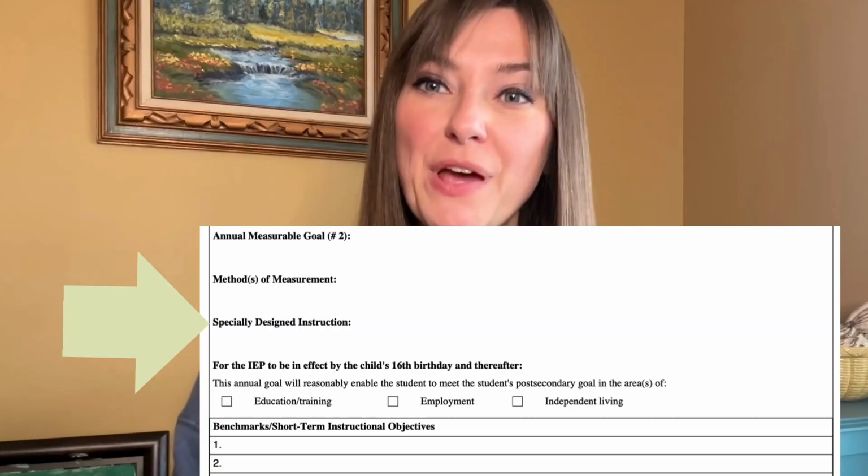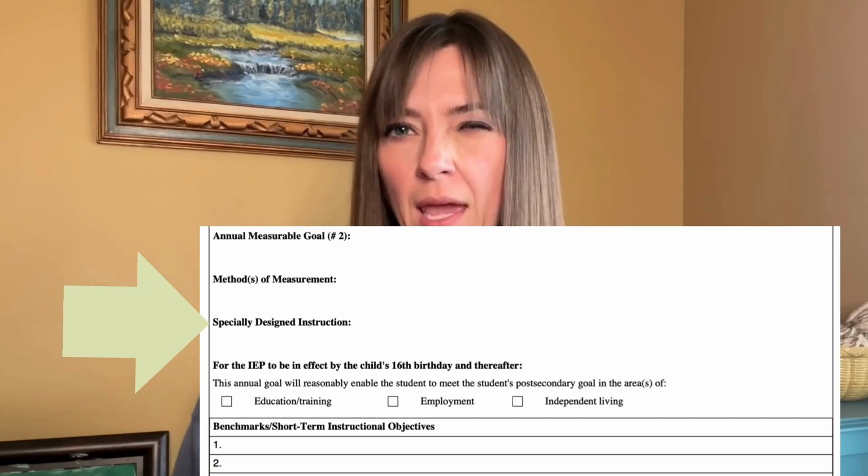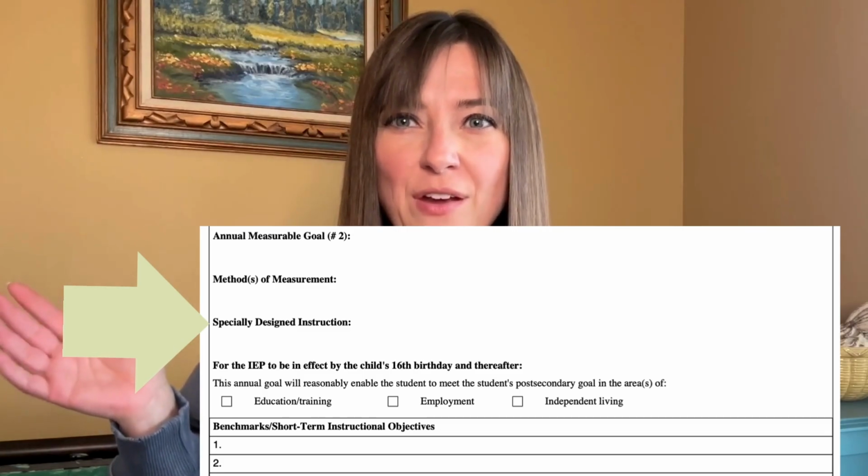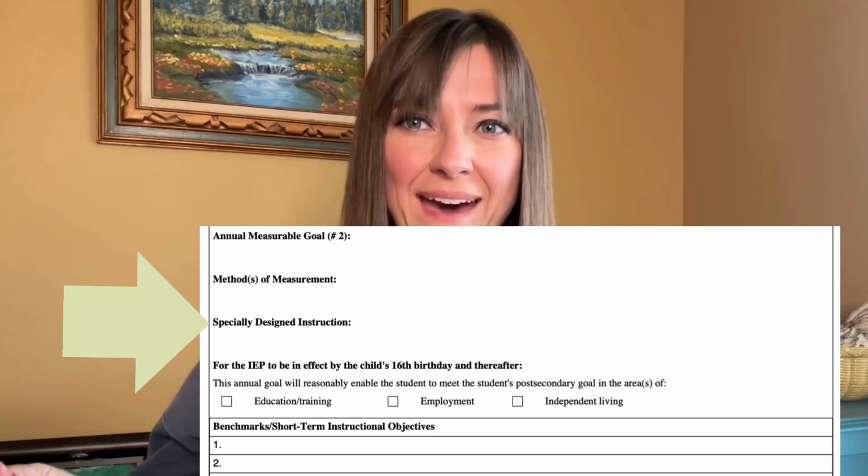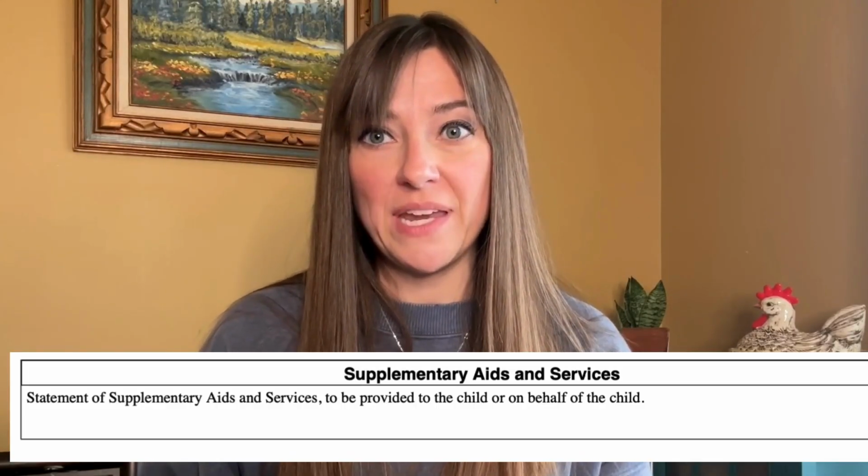The next area is specially designed instruction. Once again, we like to throw out another acronym, so you may hear this be described as SDI, but this really tells us what services the child needs on a daily, weekly, or monthly basis in order to meet those measurable annual goals. It has to contain a statement of the special education services and related services. When we're talking about specially designed instruction, we're also going to list out how often the child is receiving that service.